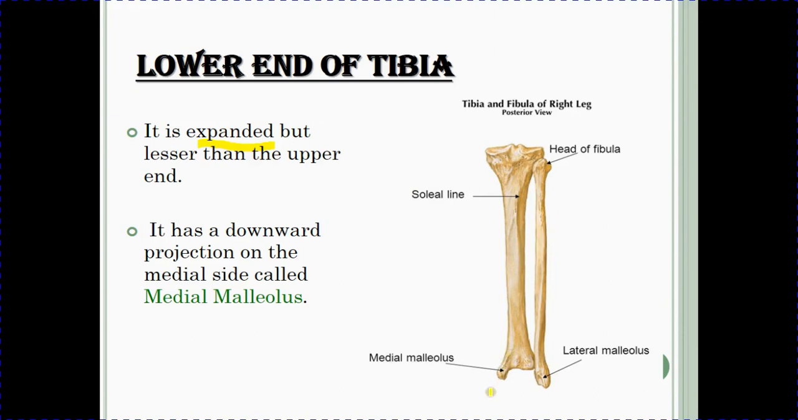It has a downward projection on the medial side which is called the medial malleolus, the most important feature which is present over here. This is the medial malleolus, which is a downward projection.